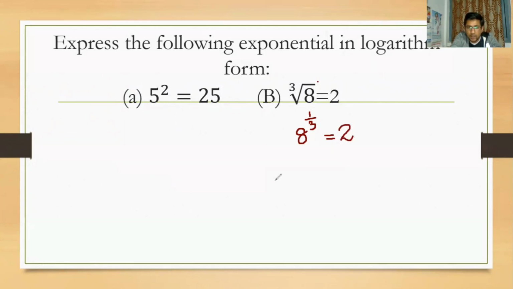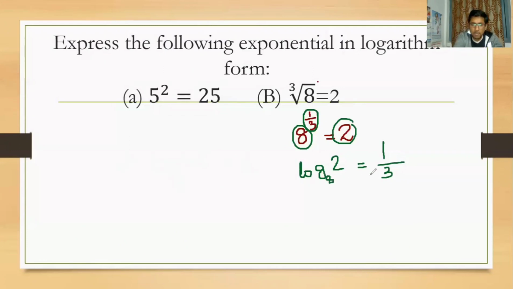Okay. So always, as I told you, the logarithm is nothing but the index. The answer is always the index. So that means 1 by 3, right? So I can write it like this: log of 2 is equal to 1 by 3. And what is the base? This is my base, right? So log of 2 with base 8 is equal to 1 by 3. Okay, I think you are clear with this, right?